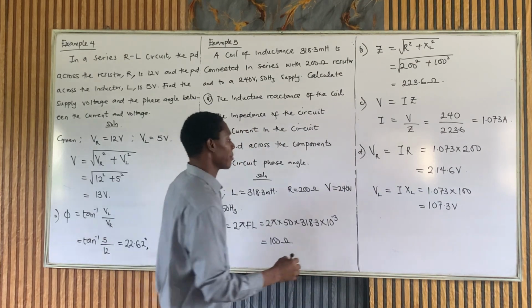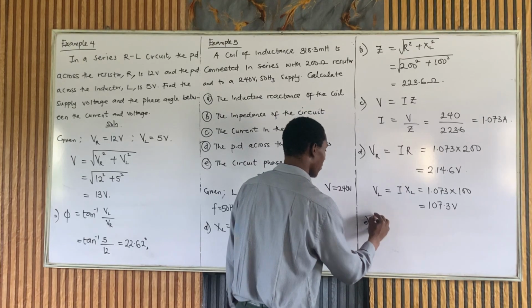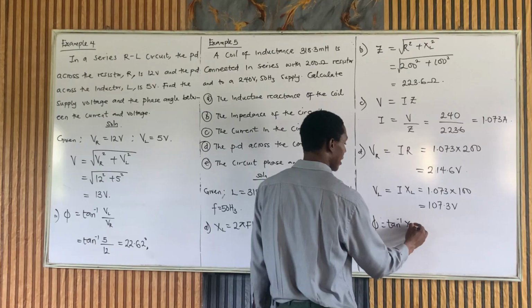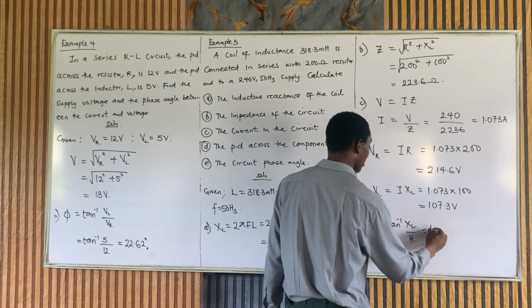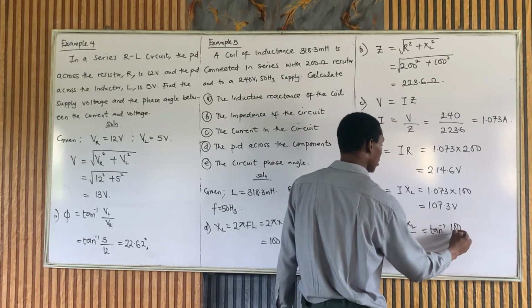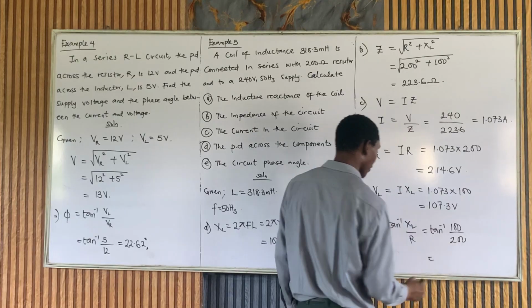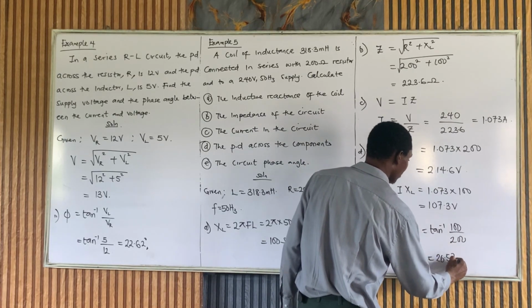And the last but not the least is the phase angle, phi, tan inverse of XL over R. So this will be tan inverse. Our XL is 100, our R is 200, and so the phase angle is going to be 26.57 degrees.